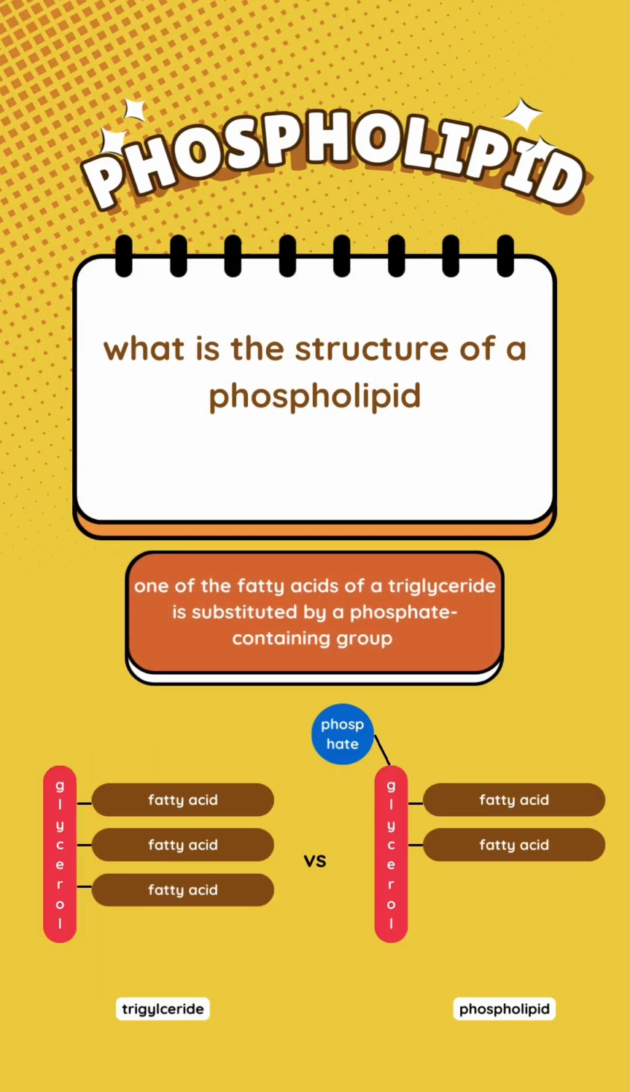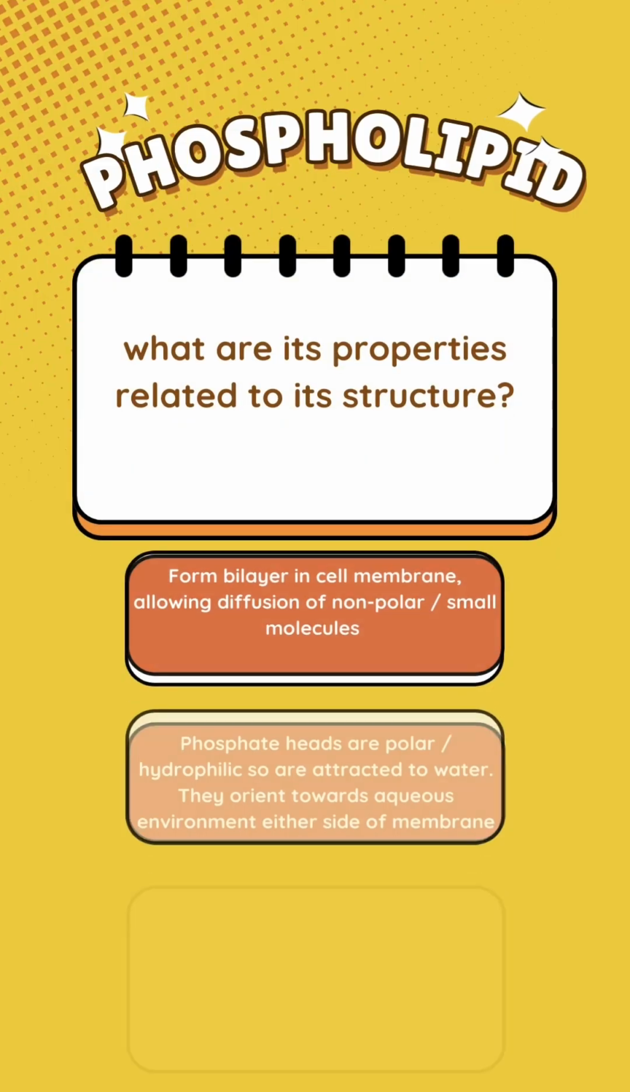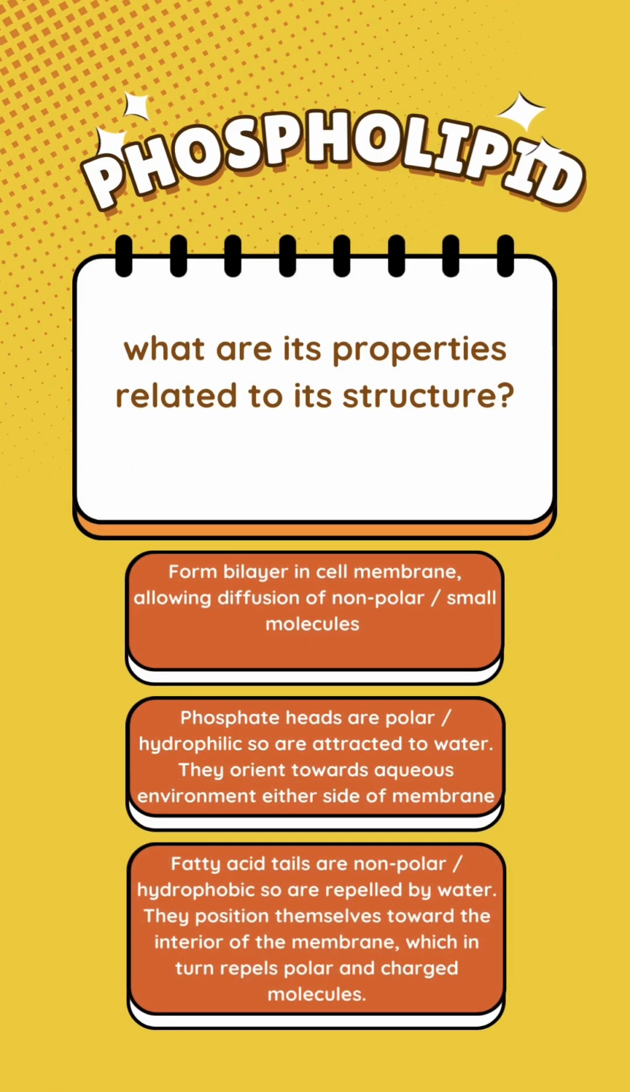The structure for a phospholipid is the same as a triglyceride, however it contains one less fatty acid, and that is substituted by a phosphate-containing group. Phospholipids form a bilayer in the cell membrane. This allows for diffusion of non-polar or small molecules.